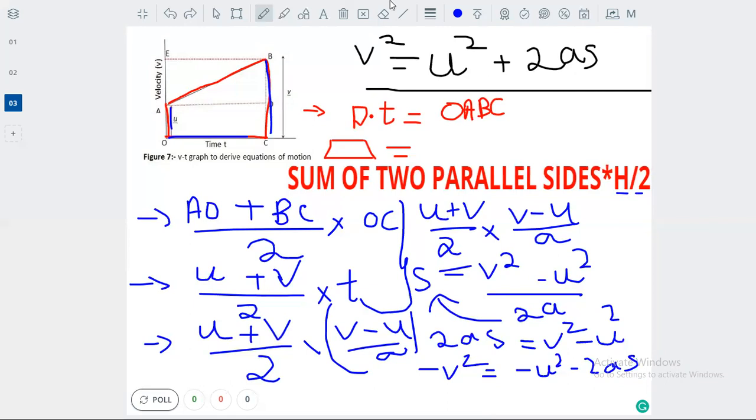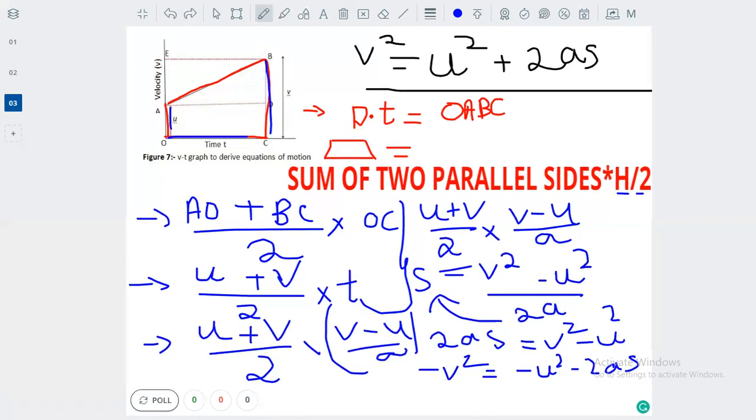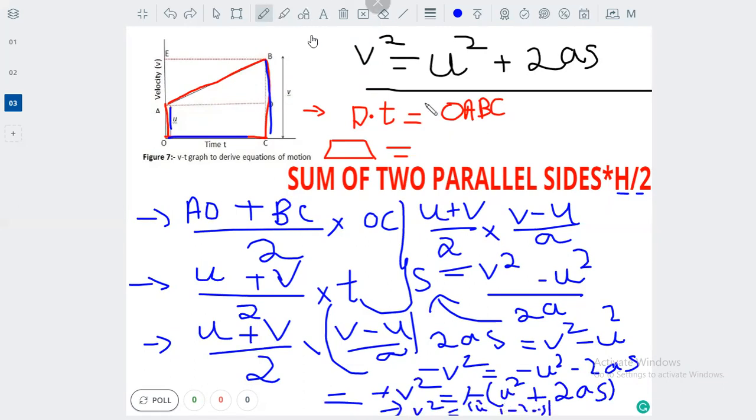So now what you have to do here is take minus common. See, minus v square is equal to minus u square minus 2as. So here this minus gets cancelled. So what is the answer? v square is equal to u square plus 2as. Got it? So this is how we are going to solve everything.